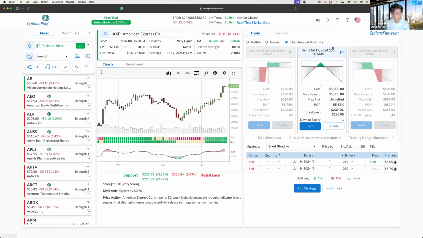So the market is basically saying there's a 68% chance it will be between 260 and 240 by tomorrow's close, right? Because earnings is tomorrow, it could make a big move. And there's about a 68% chance that the stock will end up somewhere between these two numbers. That's how we use straddles to calculate a back of the envelope expected move for earnings.